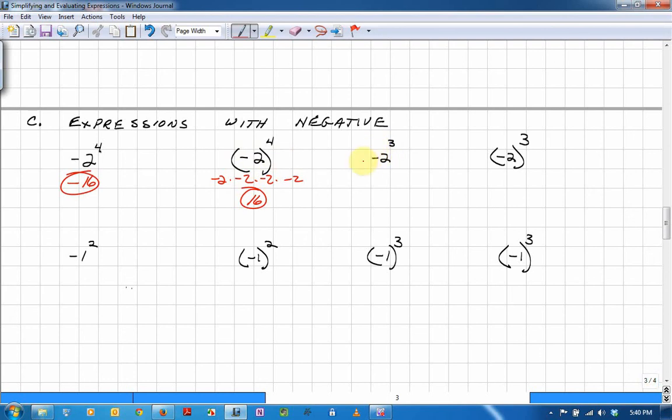For this one, I'm going to do the cubing first. Notice there's no parentheses around the 2, the negative and the 2 are not combined, so this would be 2 cubed, that's 8, and then I would take the negative on the 8, so this answer would be negative 8. And for this one, now I will actually cube the negative 2. So this would be a negative 2 times a negative 2 times a negative 2. Negative times a negative times a negative gives me a negative number, 3 negatives, and that also would be a negative 8.